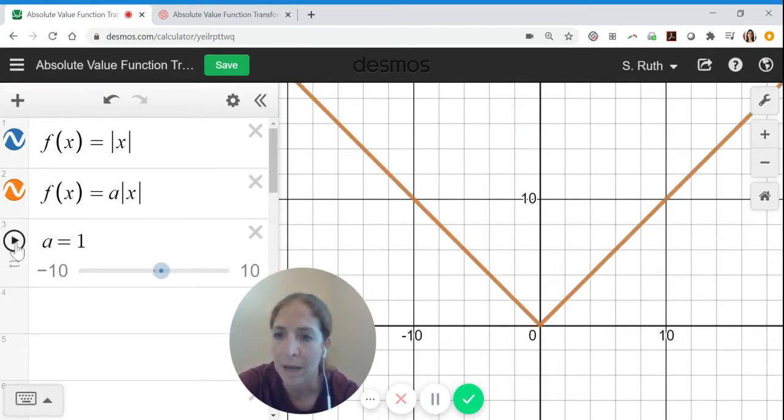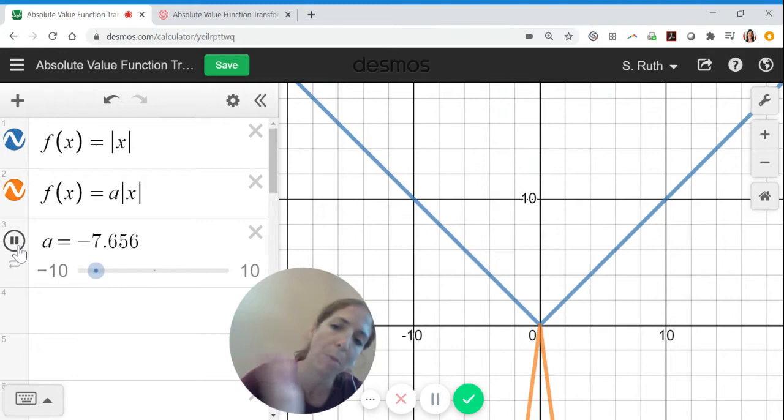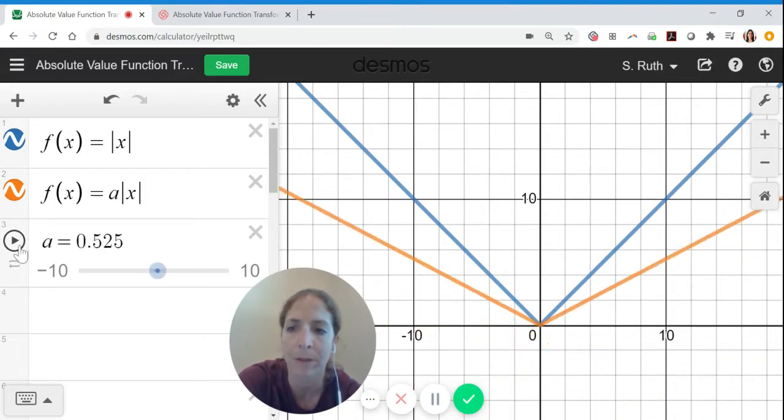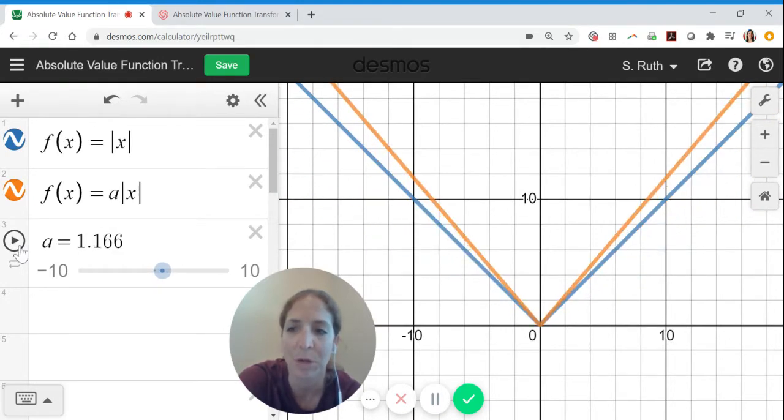So let's look at A growing from 1. I'll let it float back to the other side before I start commenting. So we're coming back towards an A value of 1. Not there yet. Notice when it's less than 1, what's happening? It moves pretty quick. Now it's greater than 1. So when A is greater than 1, the graph is narrower than the base graph.